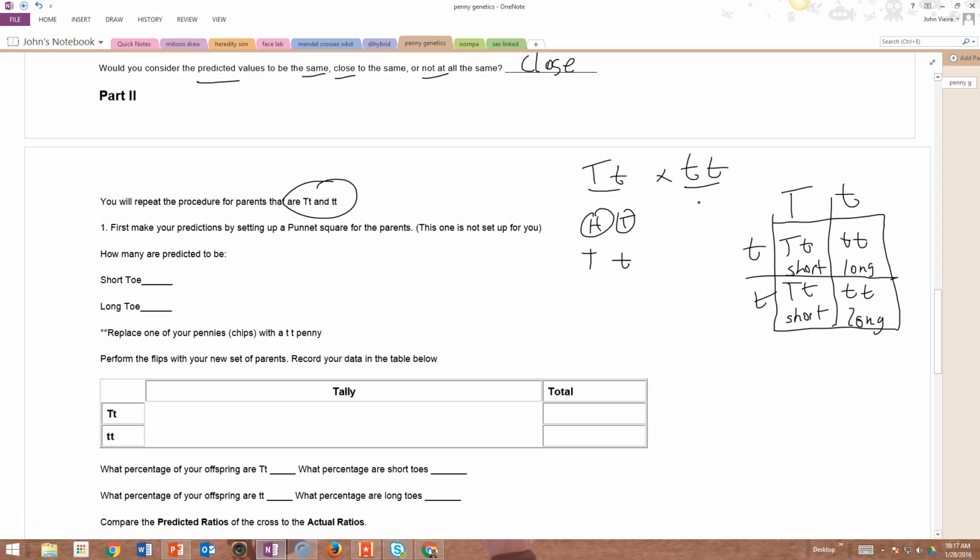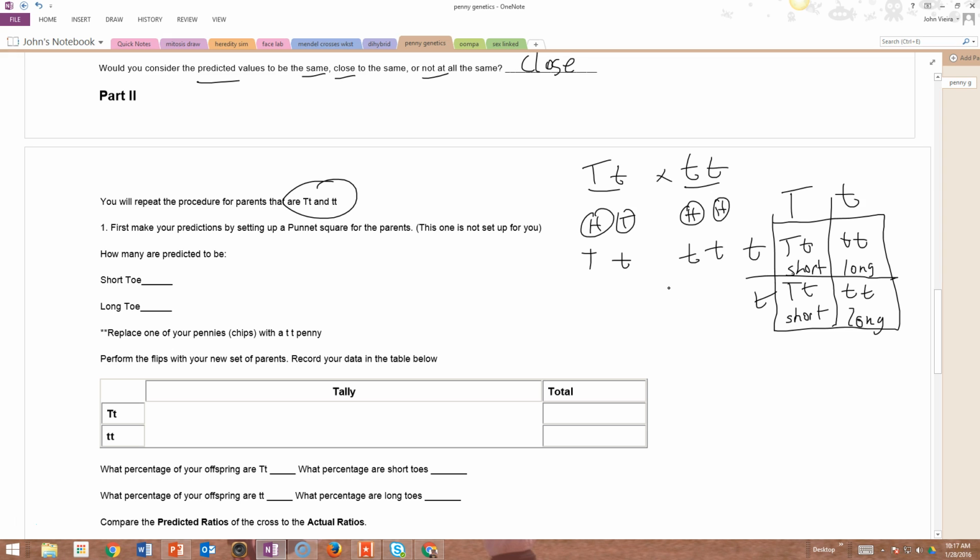Now, for this individual, they're homozygous recessive. So you'd have to have a coin that was either heads on both sides or tails on both sides. Does it matter whether you flip a coin for this individual here? What is the only thing that this individual can contribute?